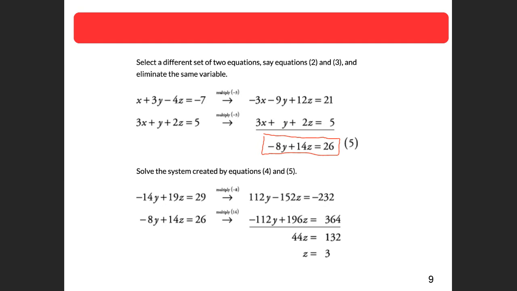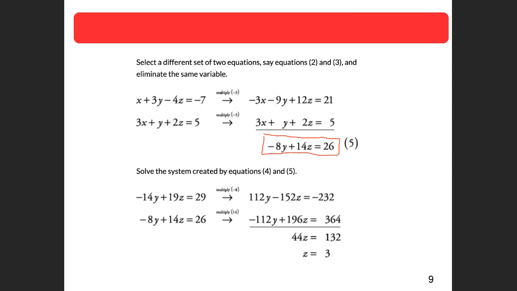It's a really kind of nasty looking, I mean, I have negative 14y plus 19z is equal to 29, and negative 8y plus 14z is equal to 26. Now I have to decide which variable do I want to get rid of here. Do I want to get rid of x? Do I want to get rid of y? Makes no difference. But in this case, let's get rid of the y, and we'll just follow there.